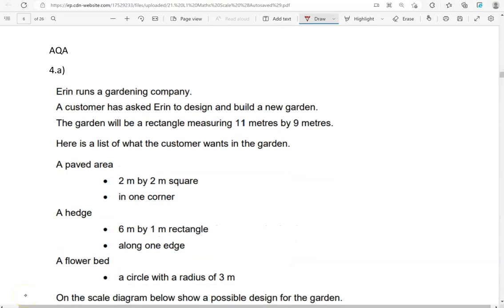Erin runs a gardening company. A customer has asked Erin to design and build a new garden. The garden will be a rectangle measuring 11 meters by 9 meters. Here is a list of what the customer wants in the garden.